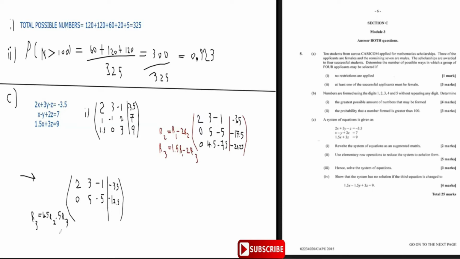Now in row 3, it is 4.5 row 2 minus 5 row 3, so 4.5 times 0 minus 5 times 0 is 0. Then we do the same here, 4.5 times 5 minus 5 times 4.5 becomes 0. Then 4.5 times minus 5 minus 5 times minus 7.5 becomes 15. All right. Then 4.5 times minus 17.5 minus 5 times minus 23.25, and we get 37.5 here.